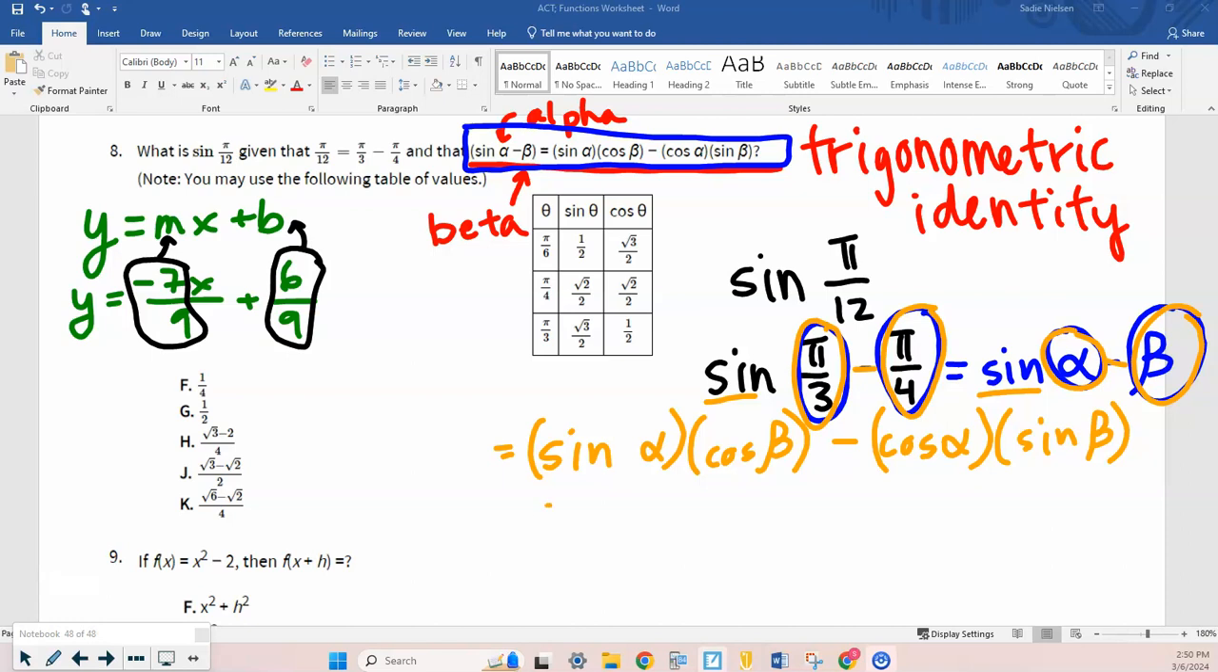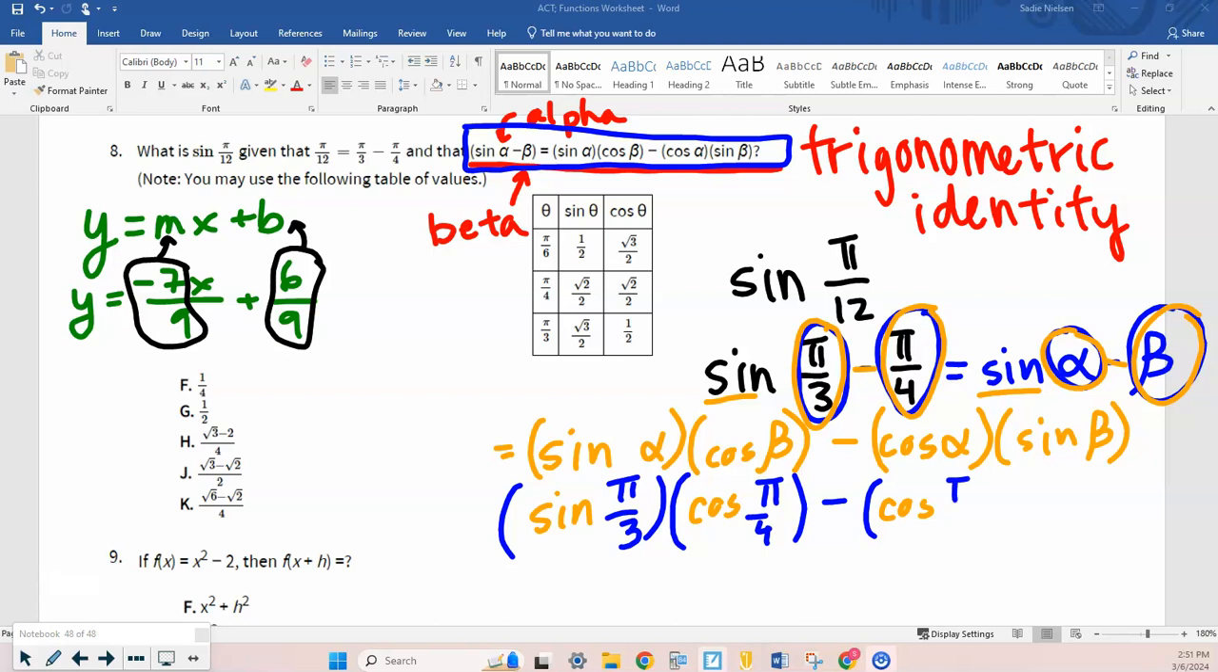You're gonna have sine of pi over 3 in parentheses, and then you're gonna have cosine of beta, which is pi over 4 in parentheses. And you're going to go minus cosine of alpha, which is pi over 3, times sine of beta, which is pi over 4.